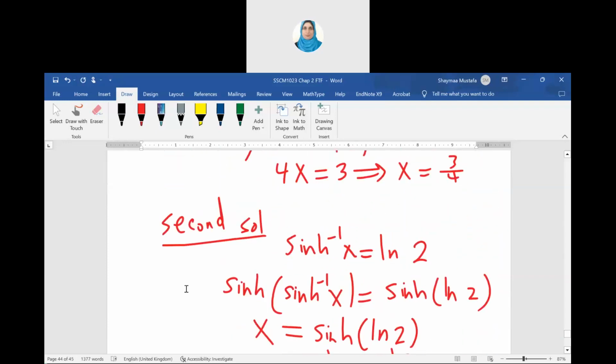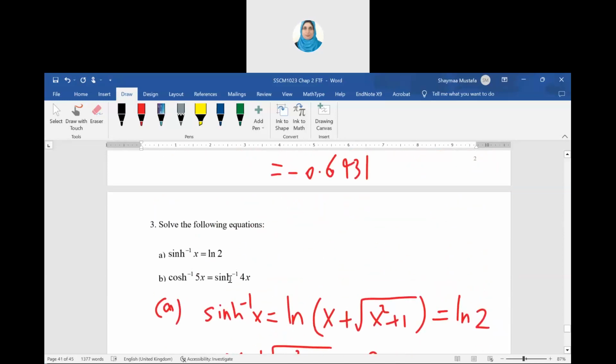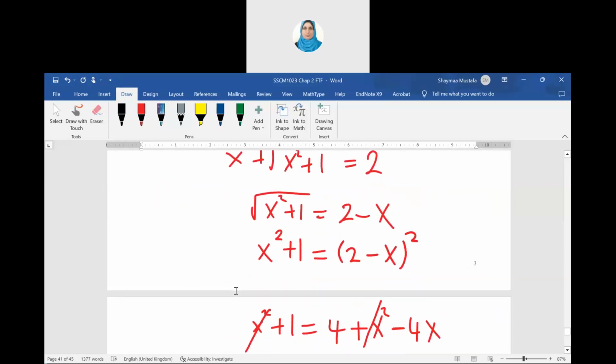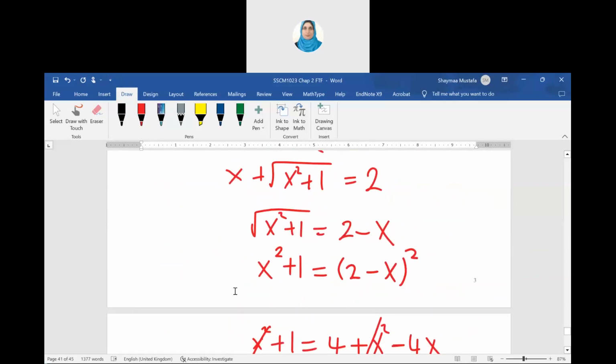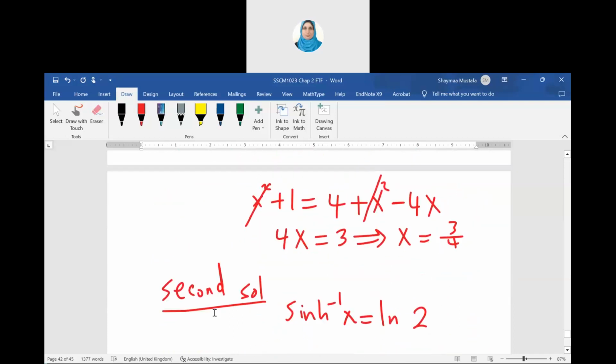Now, second example. If you don't have any question for the first example, you will go for the second example, and the last example for this chapter. Solve for x. Cosh inverse 5x is equal to sine inverse 4x.